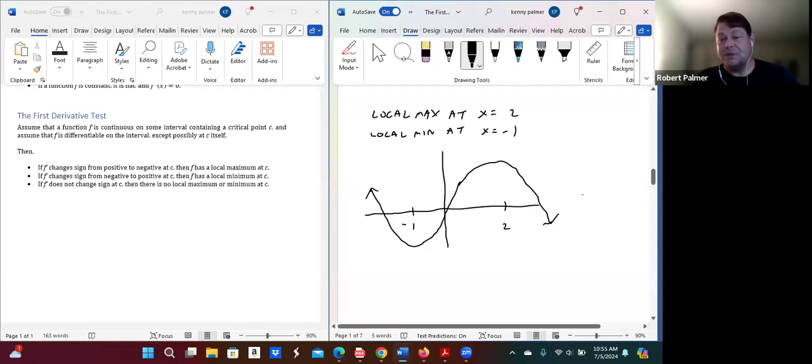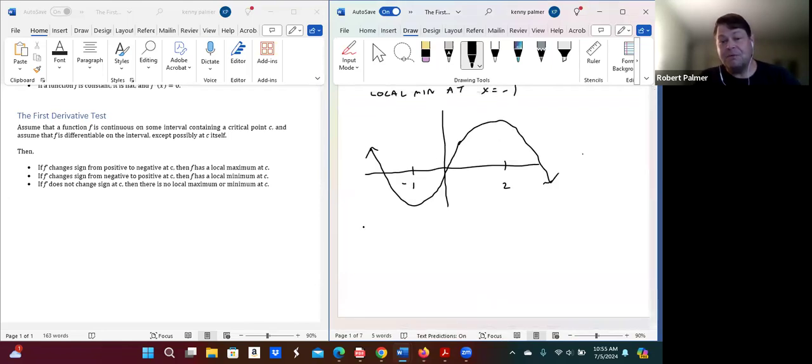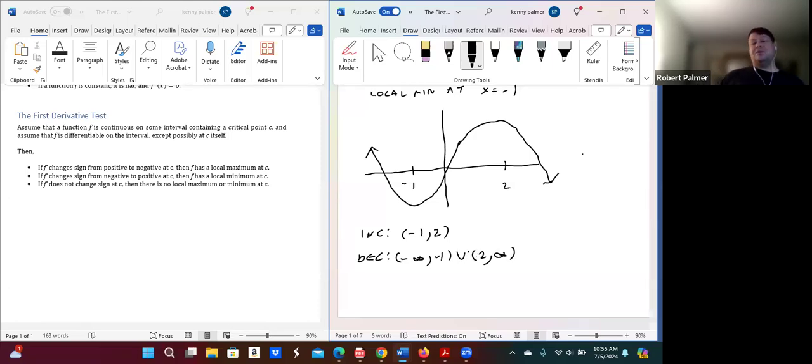So that's the idea. We can find out where it's increasing, decreasing, and then also we can say a few more things. Where's the function increasing? It's increasing between -1 and 2. And where is it decreasing? Remember, for increasing and decreasing intervals, you don't include the endpoints. So it's decreasing from -infinity to -1. Then it's also decreasing from 2 to infinity, and we write the union symbol in between.